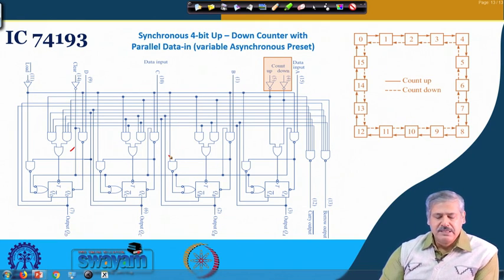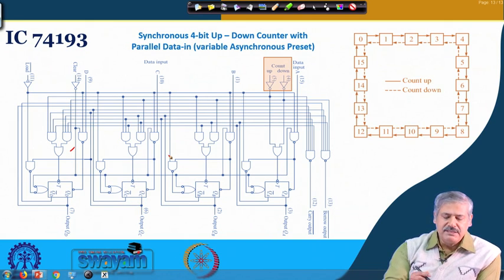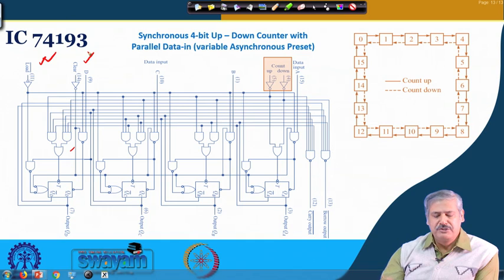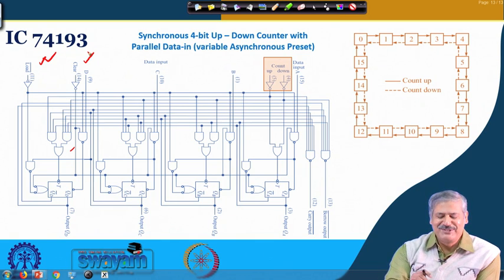Okay. The other important thing in this particular IC is that there is a load input, and there is a clear input, that is reset. All of the outputs get reset to 0 0 0 0. So there is a single input. Okay. There is no such facility where two inputs are there, and you will see that it is not required because of the variable preset that is there.